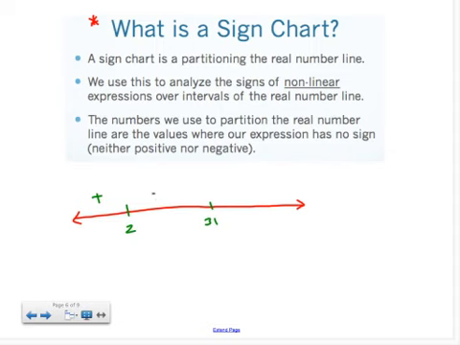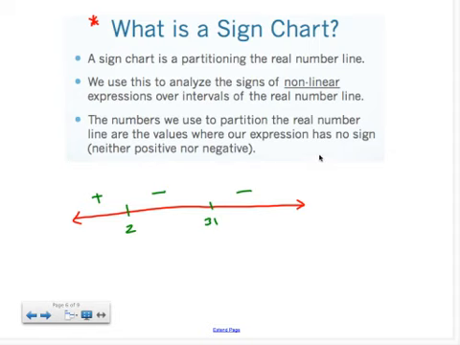In this piece, perhaps everything is negative. And perhaps in this piece, everything is negative. Okay? This analysis allows us to solve nonlinear inequalities. This third point here is important. The numbers that we use to partition the real number line, these numbers here, are the values where our expression has no sign. Okay?